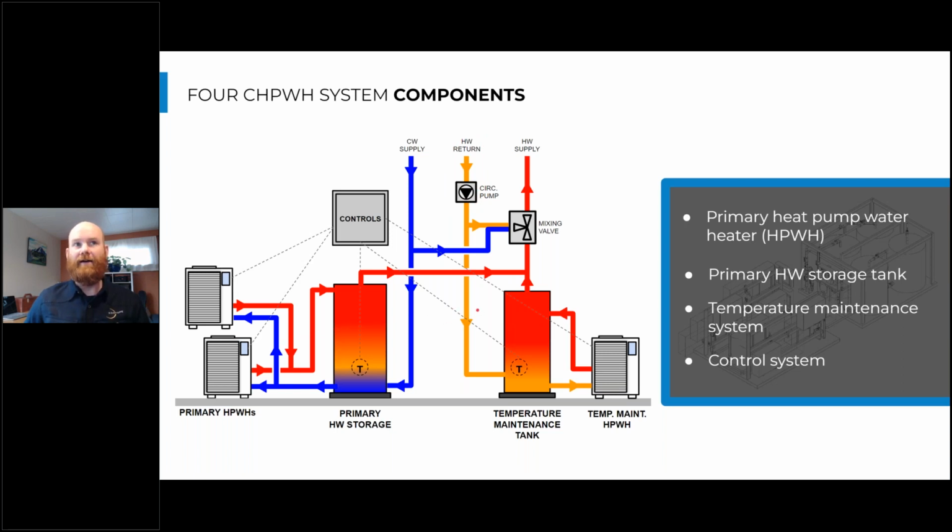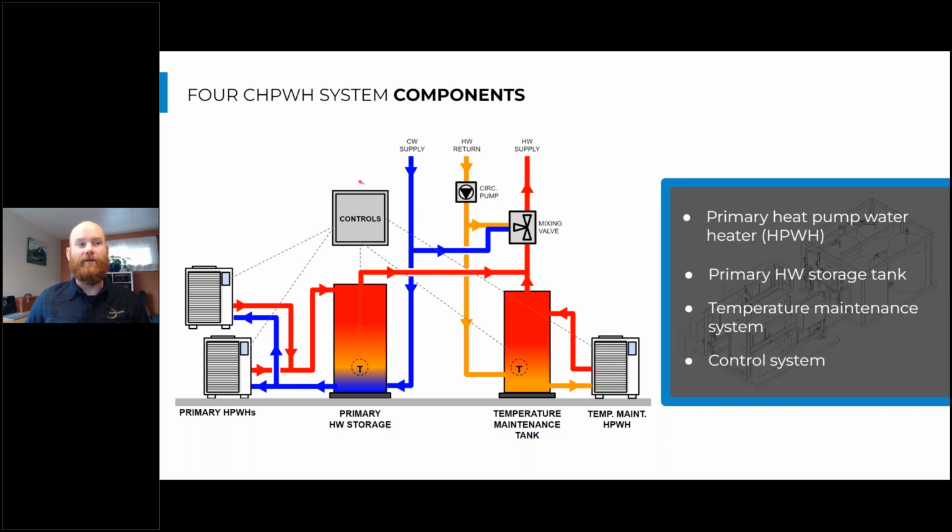So we might have a dedicated temperature maintenance system. And what that means here is the hot water returns from our circulation pump. We're pumping that water slowly through the hot water distribution piping to always keep it at temperature. And that goes into the bottom of our tank. And we might have a dedicated temperature maintenance heat pump that's set up in multipass to reheat that water.